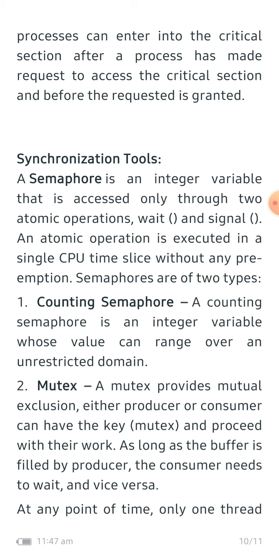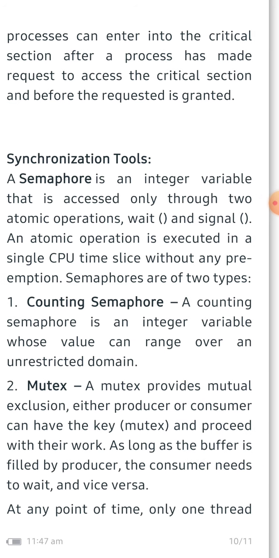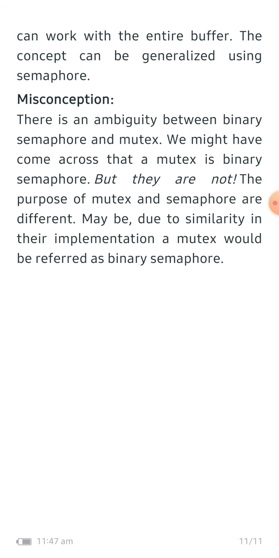Either producer or consumer can have the key and proceed with their work. As long as the buffer is filled by the producer, the consumer needs to wait, and vice versa. At any point of time, only one thread can work with the entire buffer. The concept can be generalized using a semaphore.